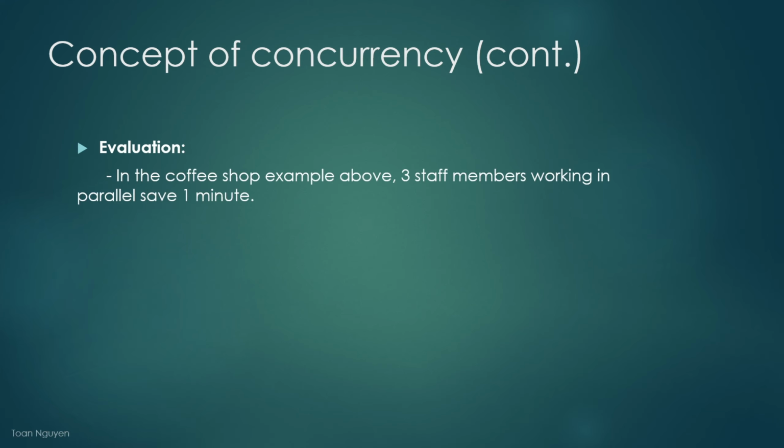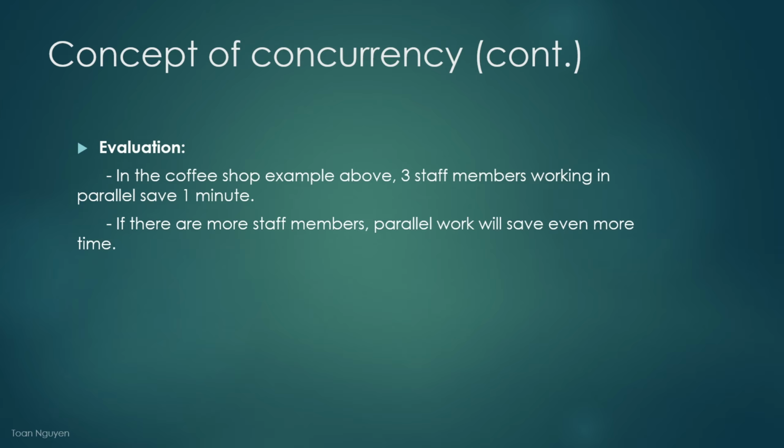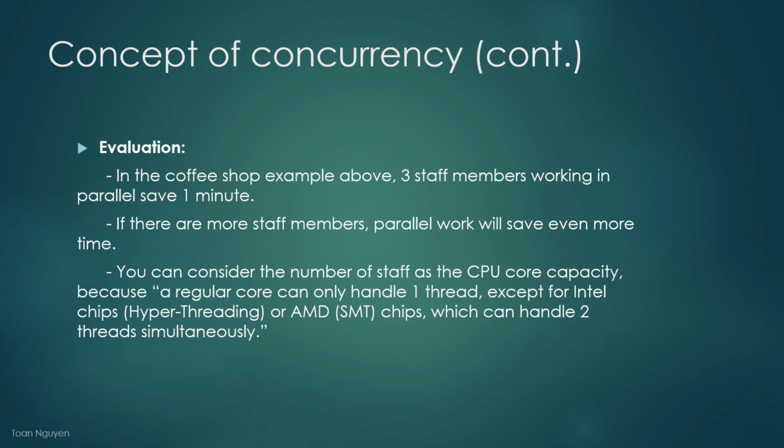So let's evaluate this briefly. 3 employees working in parallel save 1 minute. If more employees work in parallel, even more time is saved. You can think of a business unit as a CPU core.